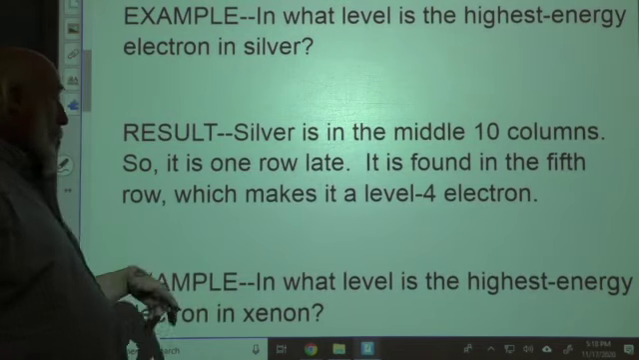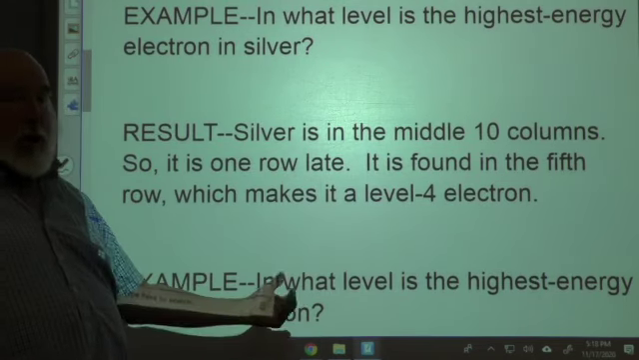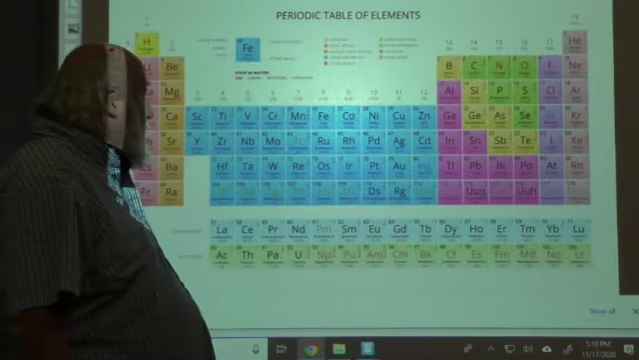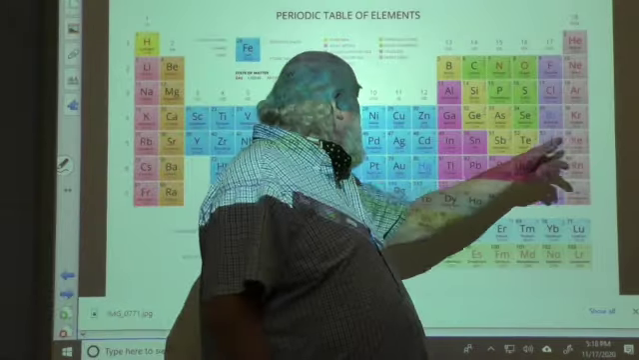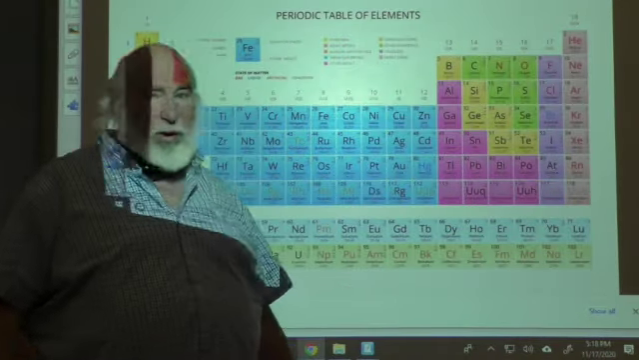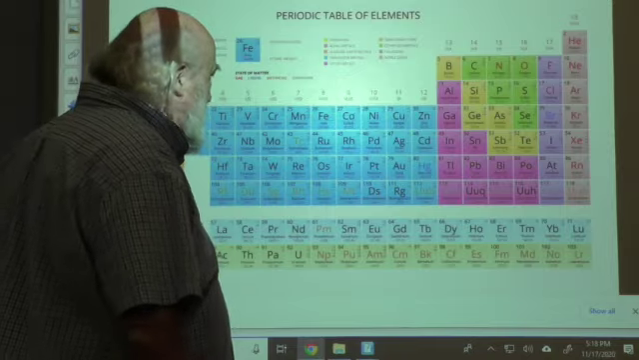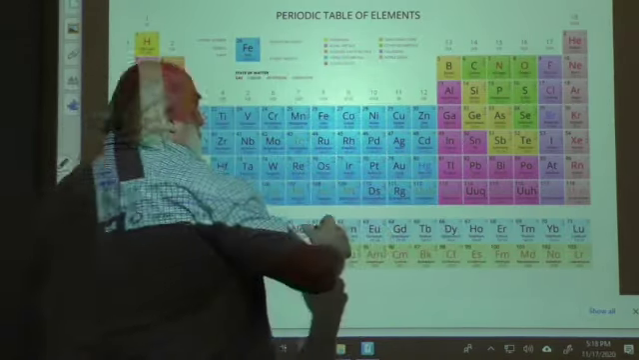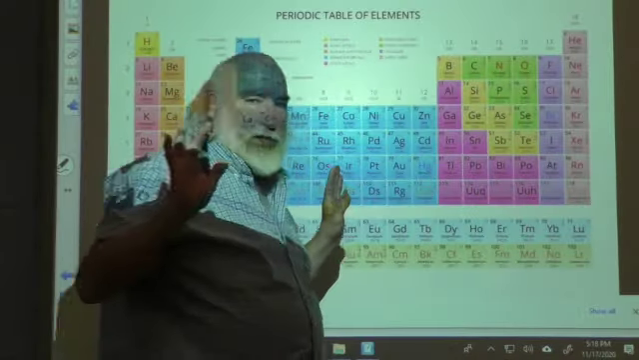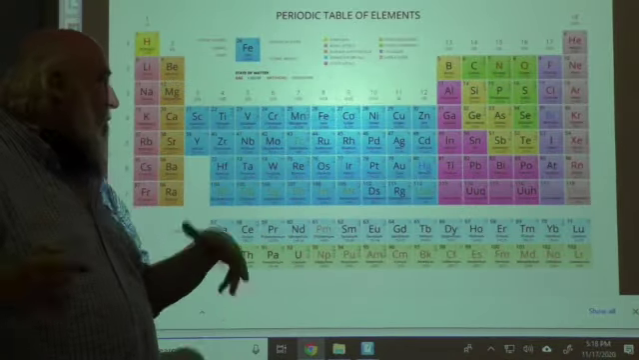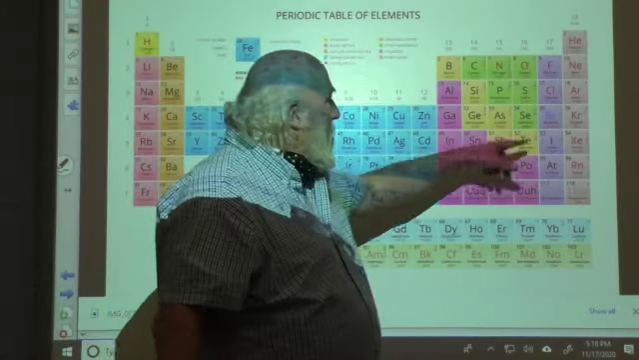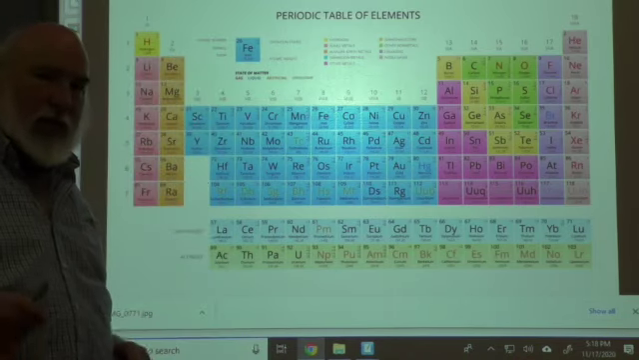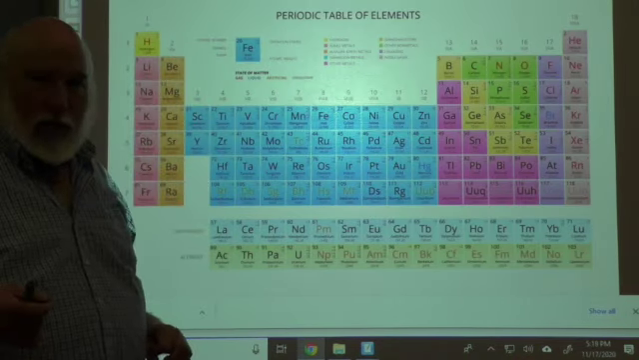Example: what level is the highest energy electron in xenon? Xenon, such a cool name. Xenon is all the way over here. Now it's in the same row as silver, but silver's in the middle, and this is in the right 6. Now remember, elements in the left 2 and the right 6 are not late. The row is the same as the level. So if xenon is found in row number 1, 2, 3, 4, 5, then we would expect this to be a fifth level electron.